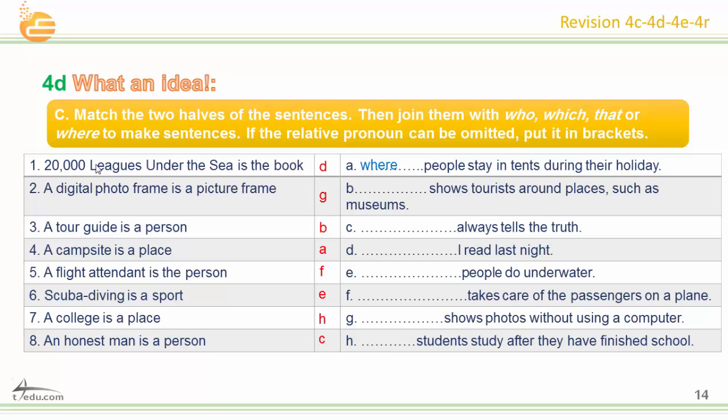A, where. B, who or that. C, who or that. D, which or that between the brackets. That means you can omit them. E, which or that. F, who. G, which. And H, where.